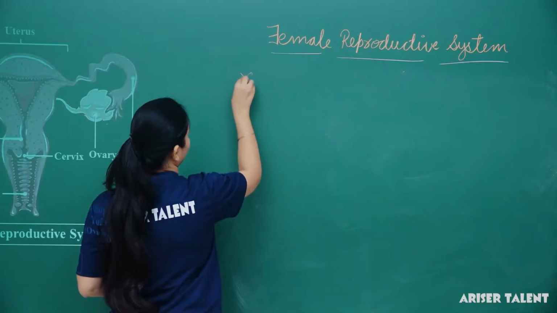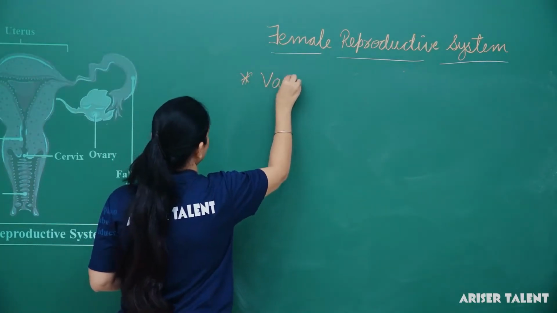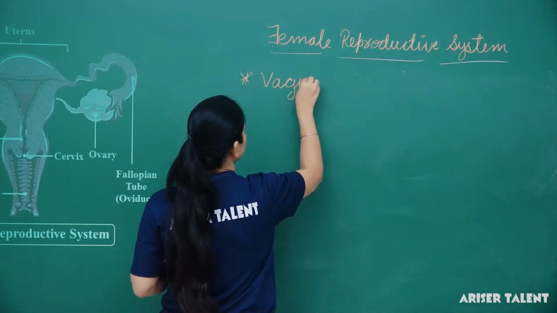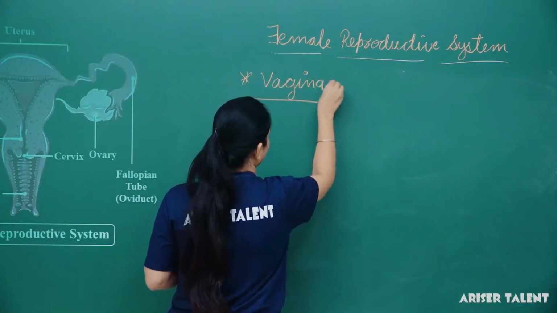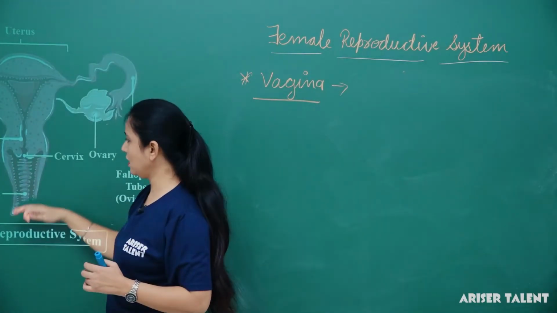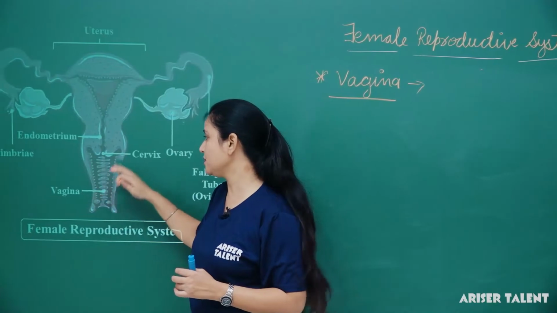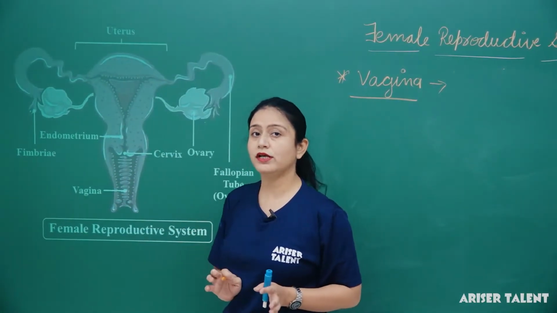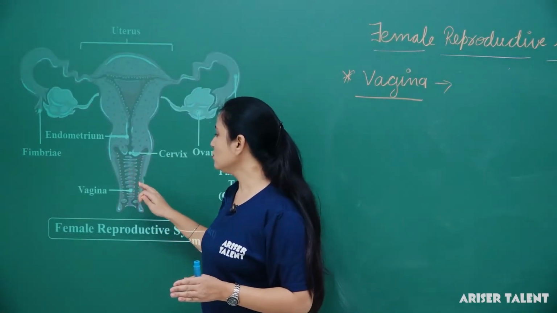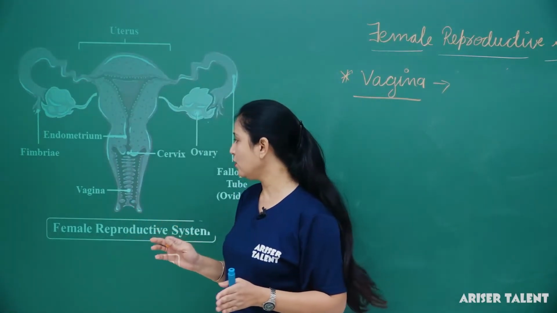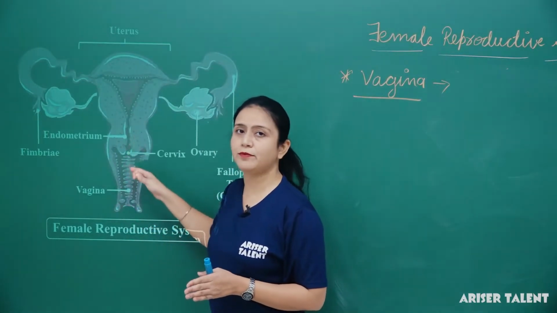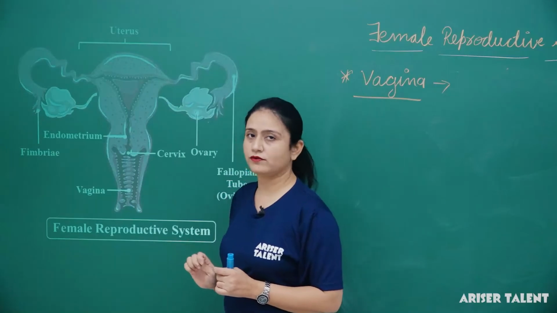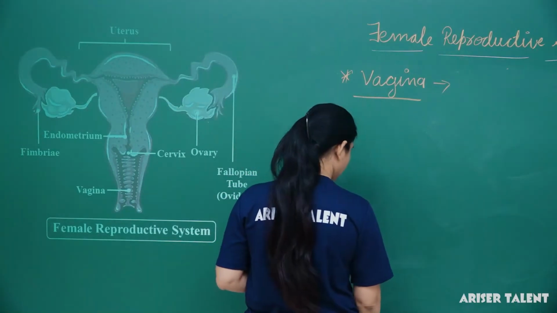The next part of the female reproductive system is the vagina. Here we can see this is a long tube, generally 5 to 7 centimeter long. It is muscular, and this is also known as the birth canal, because it provides passage for the birth of the child. Let me mention the vagina.